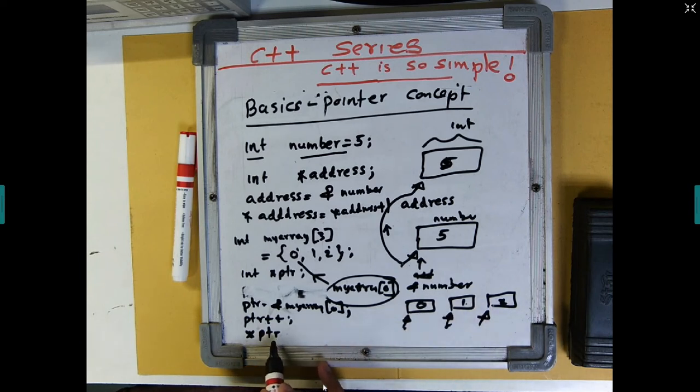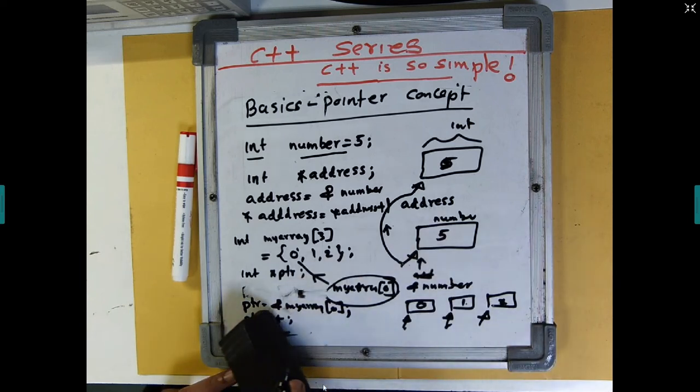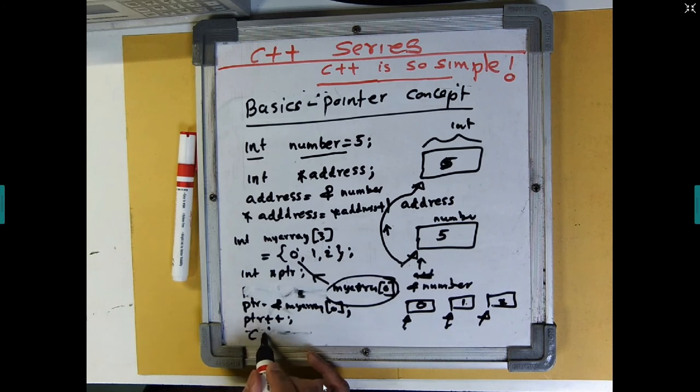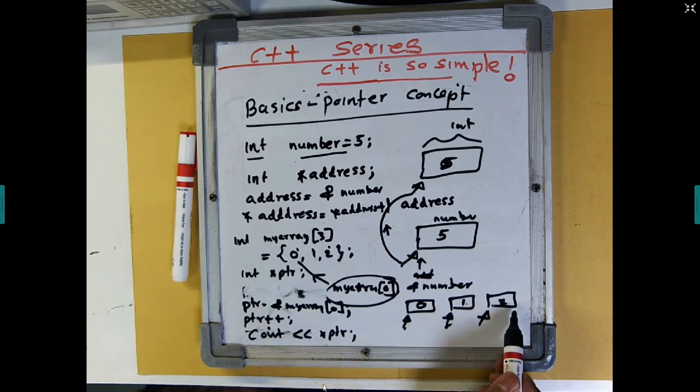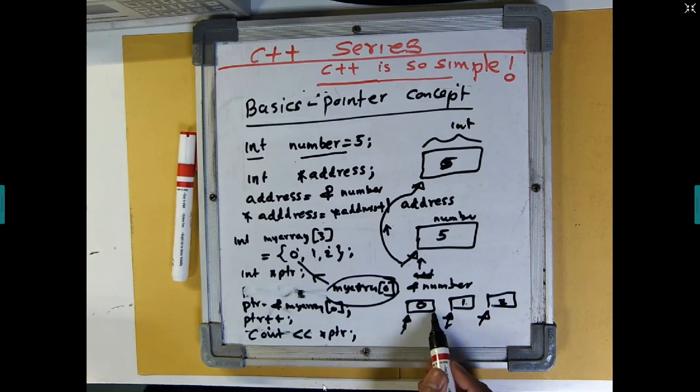So we can print this out. If you say cout star ptr, every time you increment you will see that the pointer also gets incremented. Since it is an integer, if it is a 16-bit number, the address may be incremented by 2, 2, 2 like that, because each integer takes 2 bytes of memory.